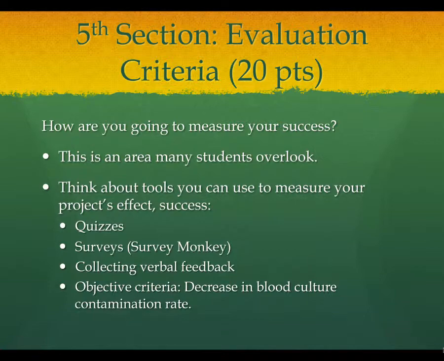Section number 5 is evaluation criteria. Last year, a lot of students kind of overlooked this section, but it's very important. It's 20 points, a fifth of your paper. So how are you going to measure your success? We've talked about this a little bit on Blackboard. Think about tools you can use to measure your project's success.